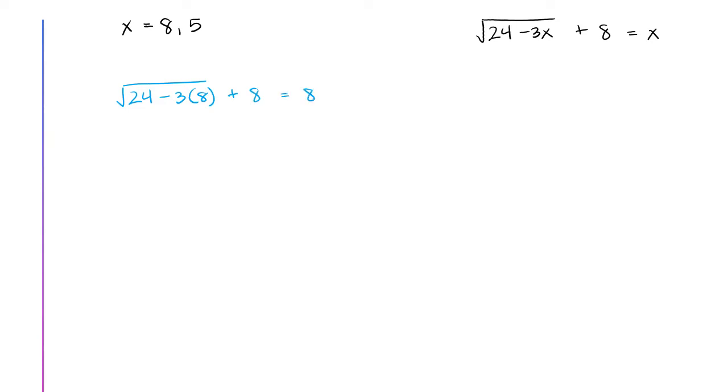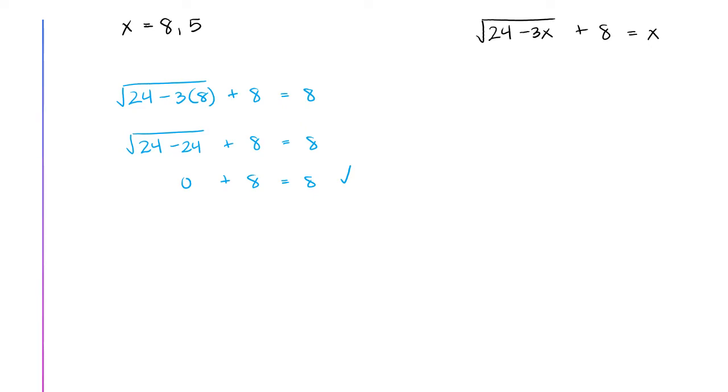Let's see, 24 minus 3 times 8. Well, that's just the square root of 24 minus 24, the square root of 0. Of course, the square root of 0 is 0. It's not that it doesn't exist, it's simply 0. So 0 plus 8 is equal to 8. Yeah, that's a true statement. I probably could have said from here that I know that's going to be true. But that means yes, 8 is one of our answers. Now we just need to make sure to check 5.